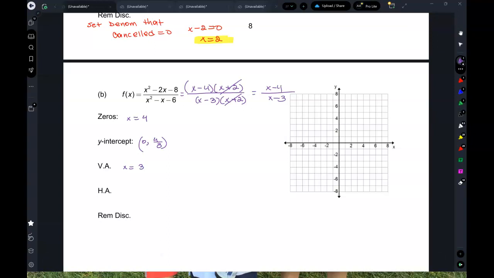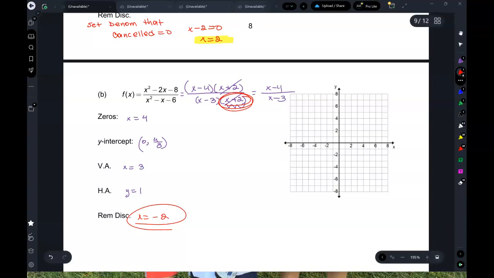Okay, what's the horizontal asymptote? Y equals what? 1. Where is there a removable discontinuity? You set this equal to 0. X equals -2.